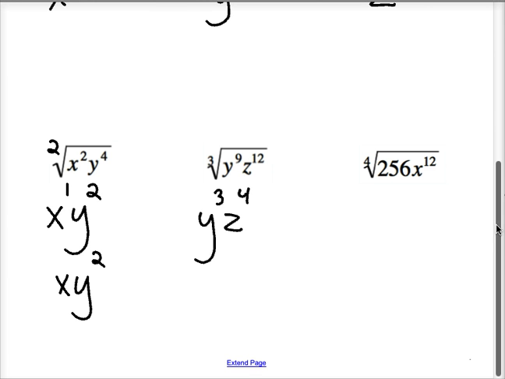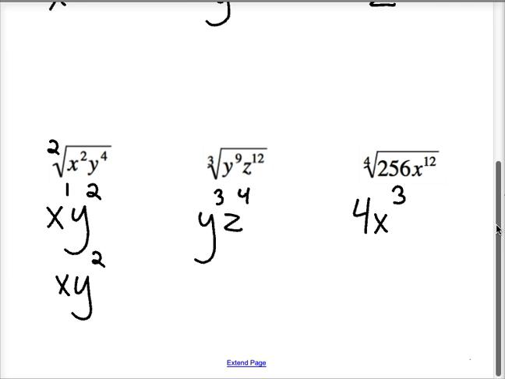Now, don't forget, you can also take roots of numbers still. All you have to do is look at your powers chart in order to get that next one. So the fourth root of 256 will just end up giving you a 4 outside of the radical. And now you can still do the process with a variable. So 4 goes into 12 3 times, so that'll become an x to the 3 outside of the radical.